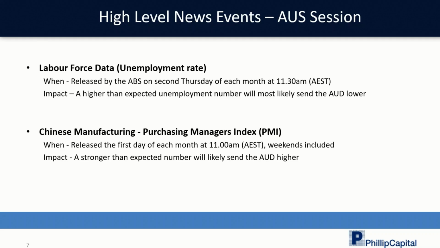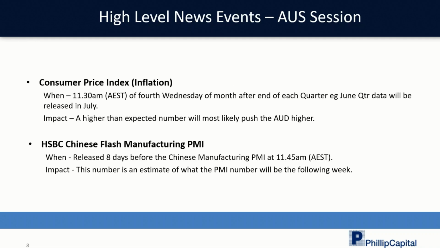The labour force data, or the unemployment rate, is released by the ABS on the second Thursday of each month at 11:30 a.m. Australian Eastern Standard Time, and a higher than expected unemployment number will most likely send the Aussie dollar lower. The Chinese manufacturing PMI is released the first day of each month at 11 a.m. Australian Eastern Standard Time, and that includes weekdays as well. A stronger than expected number will likely send the Aussie dollar higher.